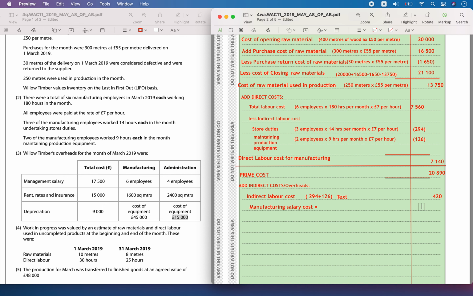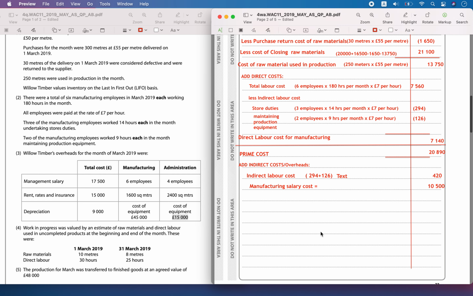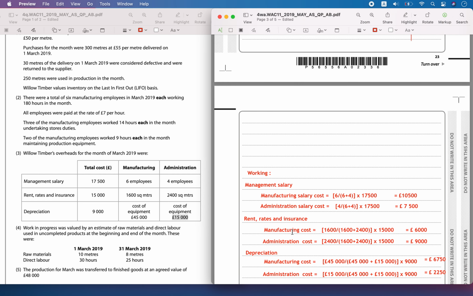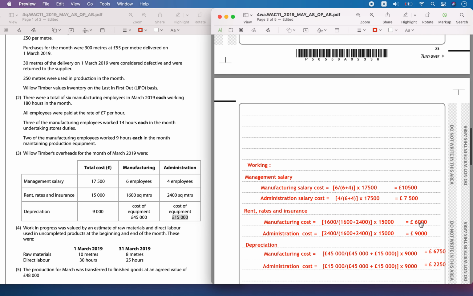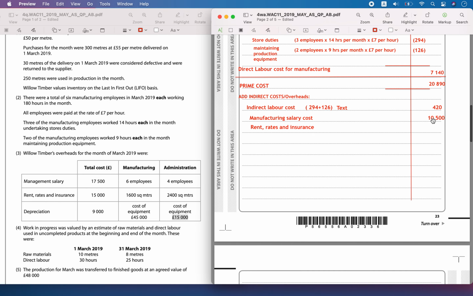Then you have the rent, rates and insurance for manufacturing. So the rent, rates and insurance for the manufacturing is going to be equal to, we had calculated here, 6,000 pounds. So let's add up 6,000 pounds here.